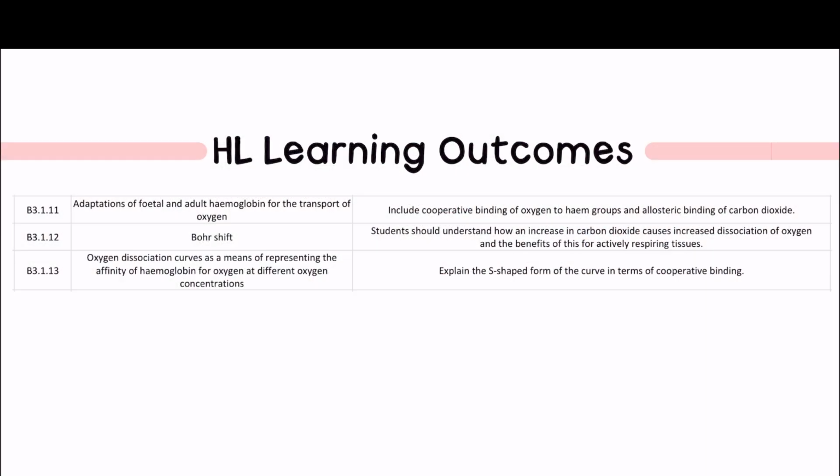Let's review the additional higher level learning outcomes from subtopic B3.1 Gas Exchange. While there are only 3 learning outcomes in this subtopic, these are moderately complex, and we're really looking at the interplay as to how the protein hemoglobin is so good at its role. So the first learning outcome is looking at how specifically does fetal hemoglobin and adult hemoglobin differ, and how both of them are so well adapted to gas exchange.